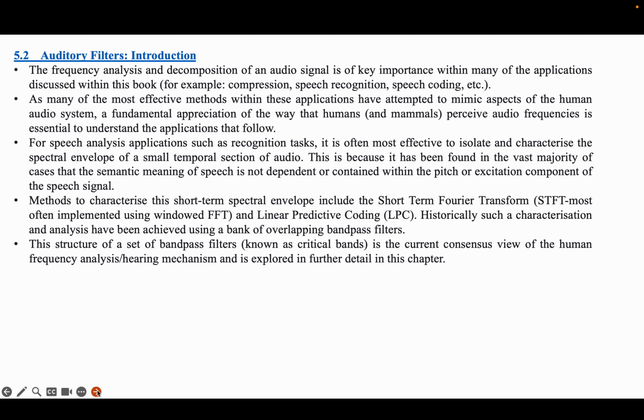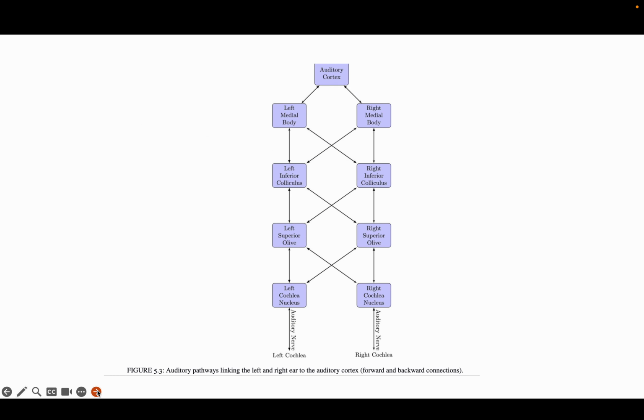This structure of a set of bandpass filters is known as critical bands, and this is the current consensus view of the human frequency analysis mechanism, and will be explored in a little further detail in this lecture.